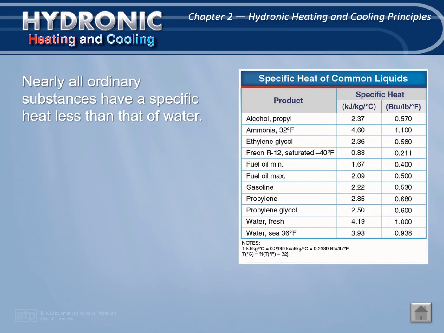Heat is a form of energy associated with the motion of atoms or molecules in a substance. Heat that causes changes in temperature that can be measured is sensible heat. The amount of heat in a British thermal unit required to change the temperature of 1 pound of a substance 1 degree Fahrenheit is called the specific heat of that substance.